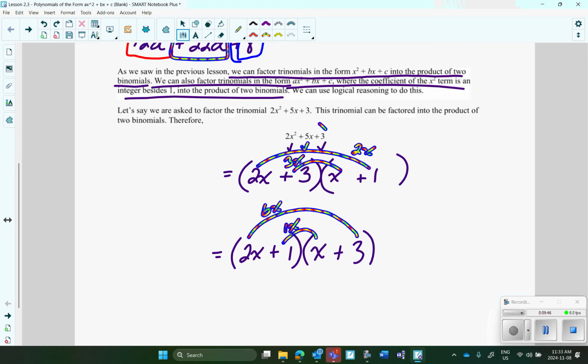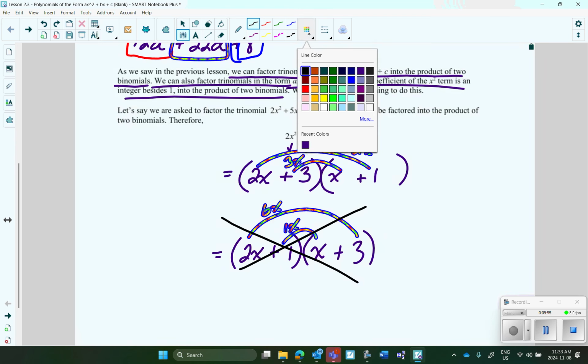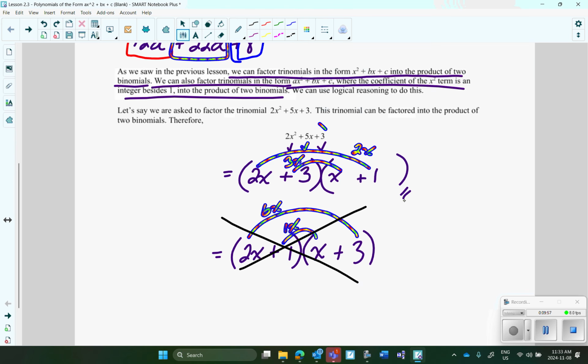Okay? So this doesn't work. We found the right answer here. This is the right answer. And I just show you what doesn't work, because sometimes it won't work on your first try. Sometimes it will. But you'll find that as you do more of these, you'll figure them out quicker and quicker. So let's look at a few other examples. That's all I want to do.